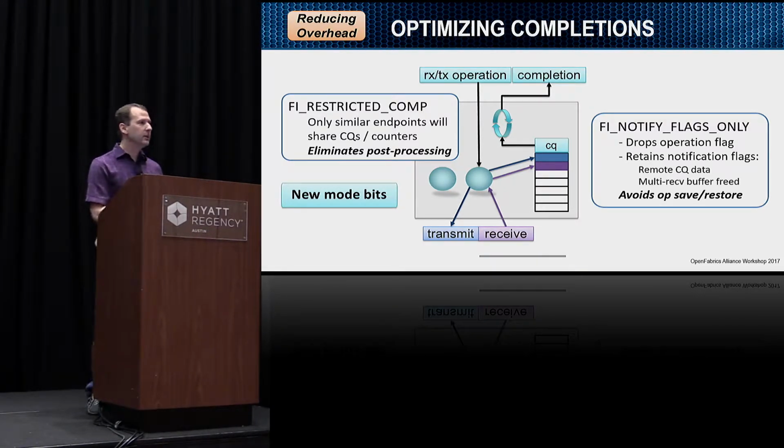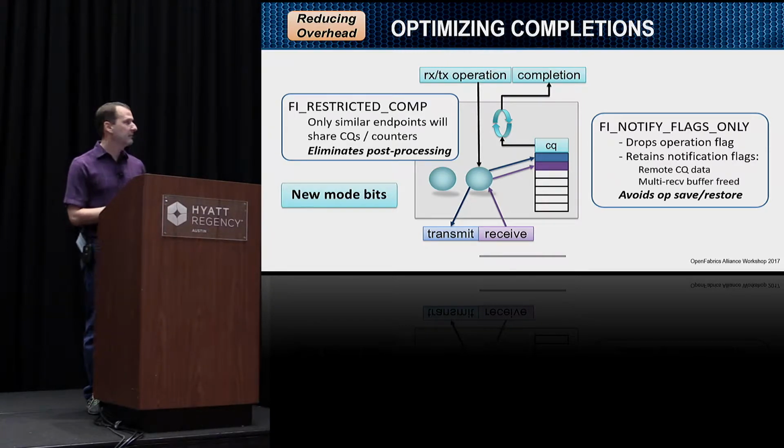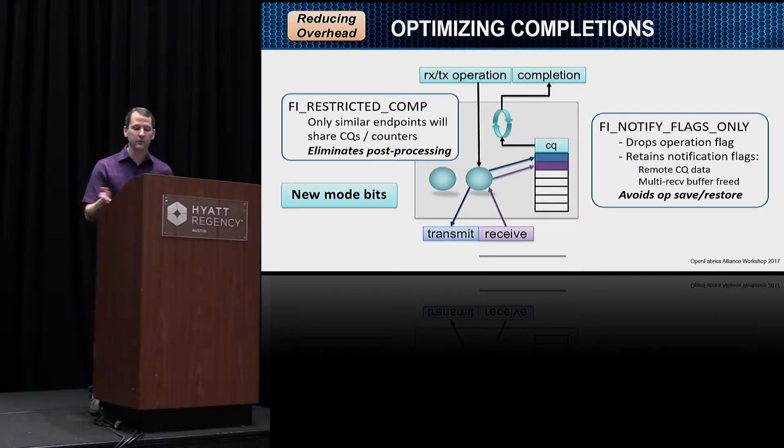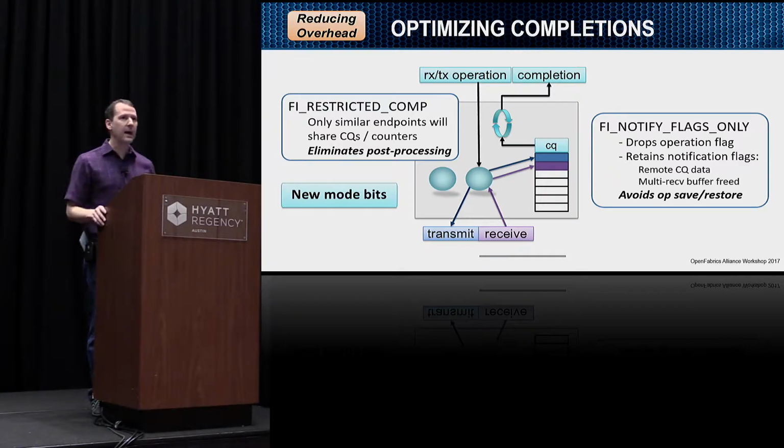So the restricted completion mode bit basically allows the application to indicate to the provider that all of its endpoints on this completion queue will be the same. So if it creates an endpoint that has only RDMA capabilities and binds it to a completion queue, then that tells the provider that it only needs to deal with RDMA completions. It never has to deal with tag matching completions. And what this allows is for the provider to eliminate some post-processing.